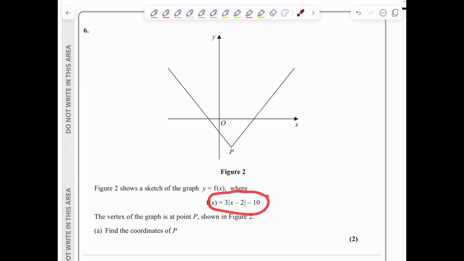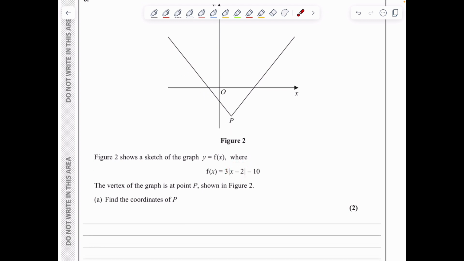x minus 2, minus 10. The vertex as shown is point P, and we need to find the coordinates of P. Well, we know that the vertex is at the point where the modulus becomes 0. So if we've got x minus 2 being 0, that means that x is 2. So the x coordinate of P is 2.